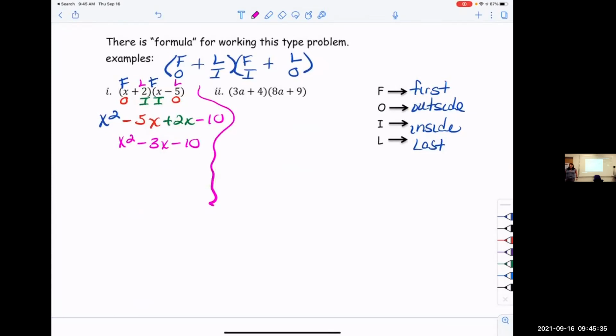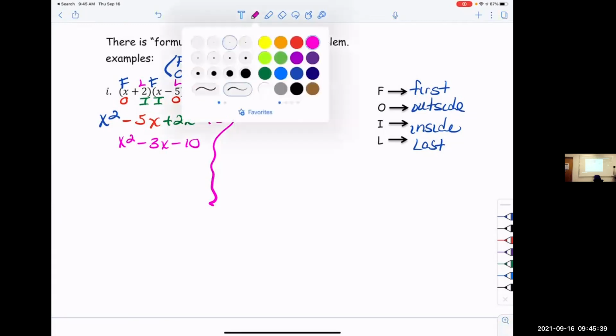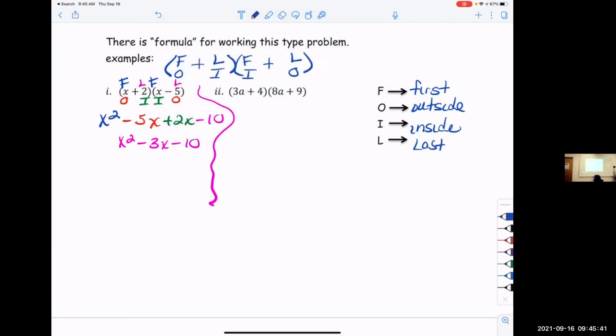One day your kid's going to be doing FOIL and you have to know how to do it. I never heard of it. Yeah, first, outside, inside, last. Say it again. First, outside, inside, last. Yes, that's it. Just the order you multiply. See, it just happens in your brain. And it's just a way to try to make it happen where you don't have to have quite so much work. It doesn't matter how you choose.